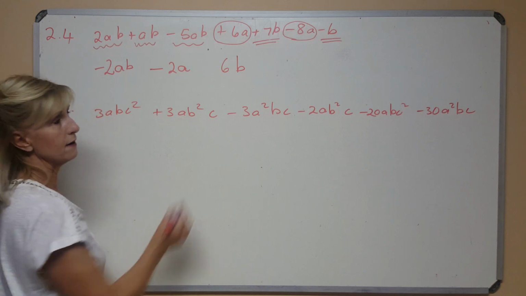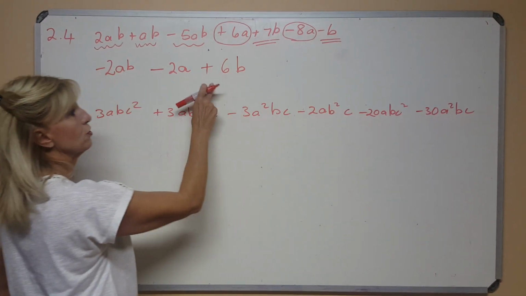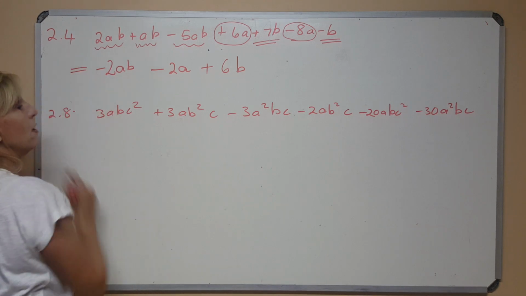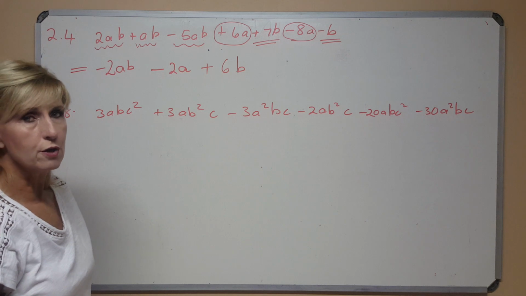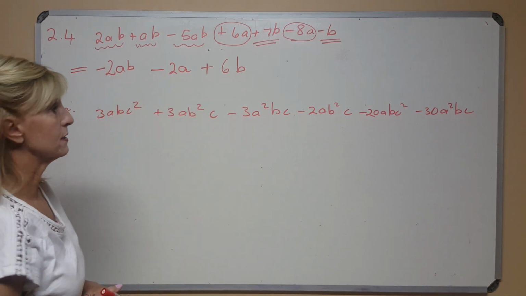So 7 minus 1 gives me 6. You can't just write 6, you have to write the plus. So therefore, my answer has a 3-term expression. There are 3 terms in the final answer.